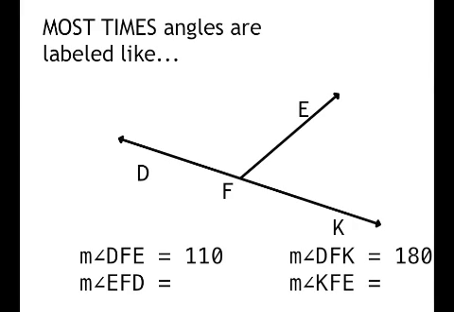That's right, DFK is the straight angle. It's from D through F and all the way to K. That's essentially the straight line, so it's 180 degrees. So take another moment and figure out the last 2 angles. How big is EFD, measure EFD, and how big is measure KFE?